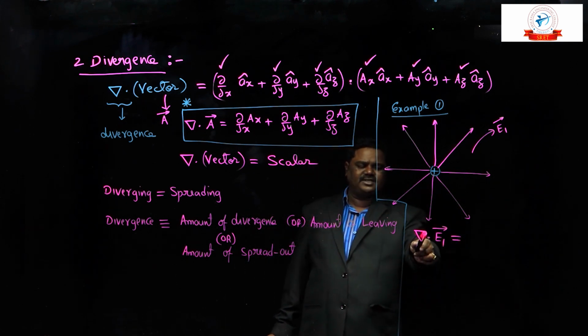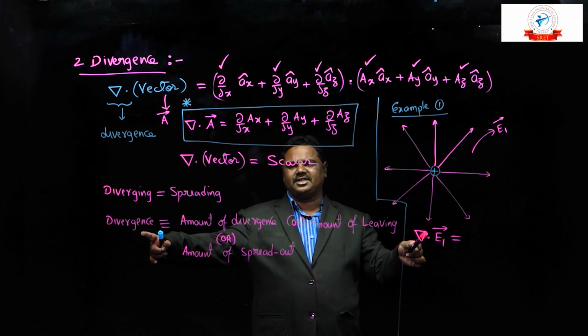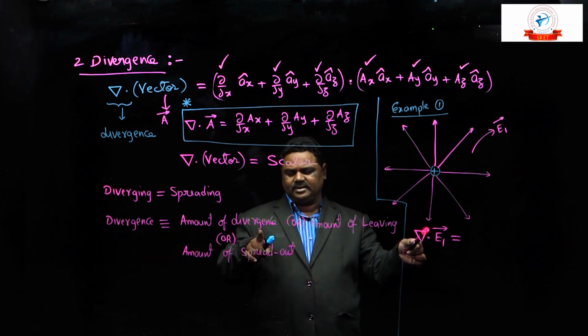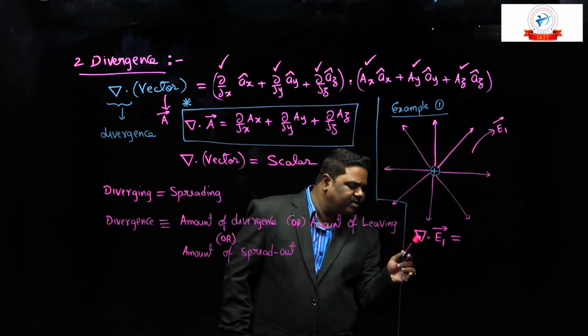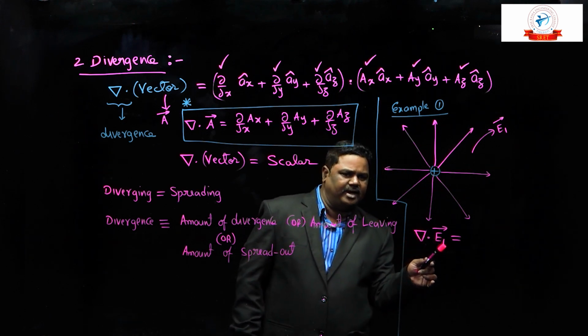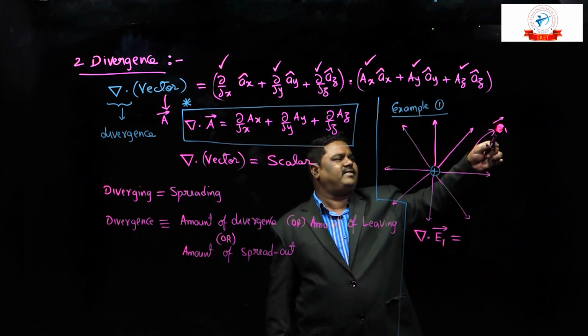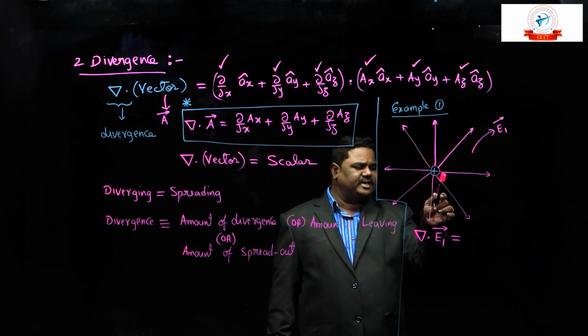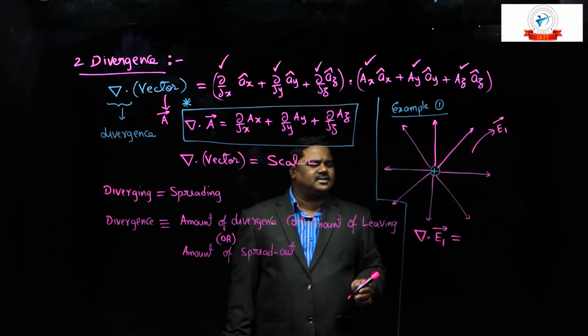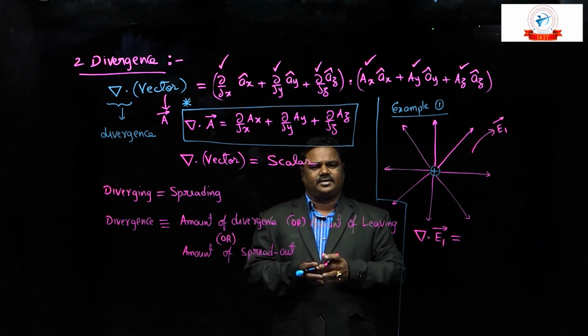I said that, what does divergence find? Divergence finds the amount of diverging, or the amount of spreading out, or the amount of leaving. So I am finding the amount of divergence in the vector field E1 bar. Just see this vector field diagram. The E1 bar field diagram is shown here. By observing this field, can you tell me, is the field diverging or not?